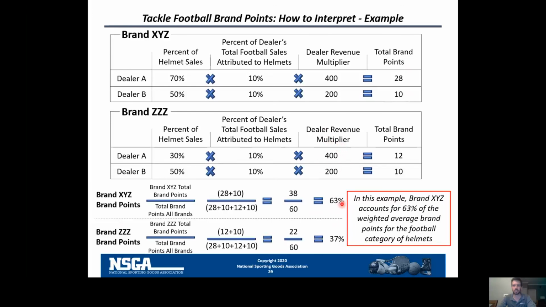Okay, and we can see also from this example how the revenue multipliers come into play, because if we were just looking at just a straight average for this particular brand, 70 and 50, that equates to 60. And so because of the dealer revenue multipliers, the weighted average percentage comes out to be 63. So hopefully that gives you guys a little bit better idea of the concept behind brand points.